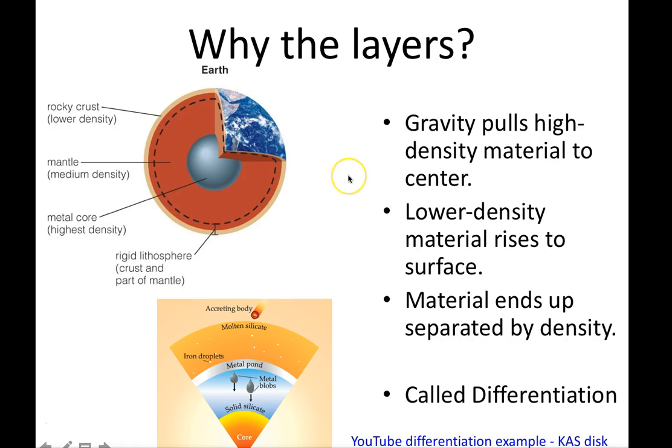All right, now why the layers? Well, the layers have to do with an interesting process called differentiation. I have a video that we'll see if it plays in a little bit. Basically, those things that have a higher density will sink, and those things that have a lighter density will float. So the core is metallic in origin, iron and nickel mostly, but some things that are associated with and friendly to those materials will also settle out there as well.